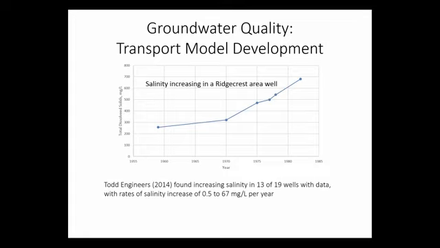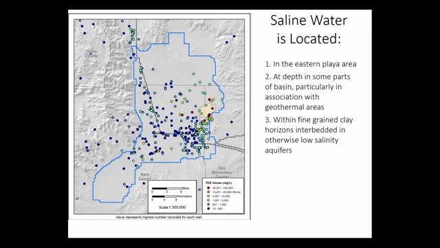And to address that, then, we adapted the flow model to become a transport model whereby we could move salt, salinity, around and see what the potential forecasts are for that.